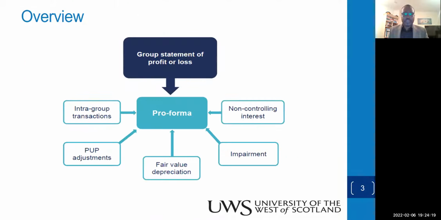So let me give you an overview. Like I said, the pro forma for our group statement of profit or loss, we're looking at the intra-group. Same principles hold. Okay. Where we eliminate. And then non-controlling interest valuation, as we have already known. What else do we need to know about it? An impairment of goodwill, okay, and fair value adjustment, which we know, and then PUP adjustment. So it's nothing new. But what do we do when it comes to the profit or loss account, not the balance sheet? What do we do?